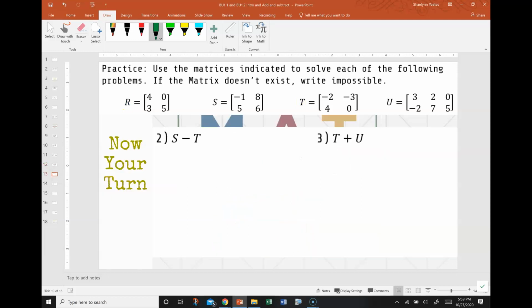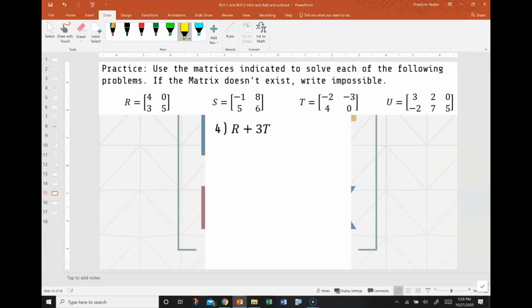I want you guys to go ahead and try these. Note that if you cannot add them, please write the word impossible. And as always, the answer is on the next slide. And please join me back at this problem right here where we add in some scalar multiplication.